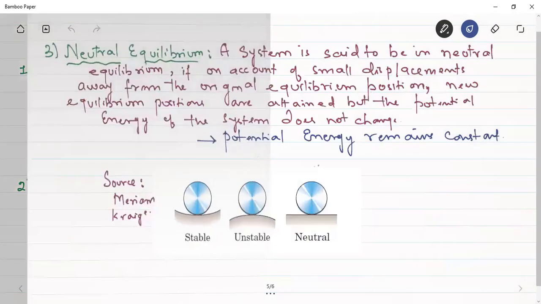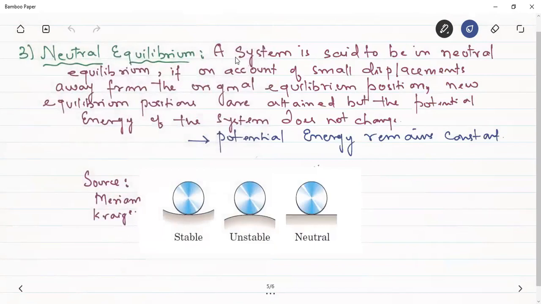So let's see the definition of the neutral equilibrium. A system is said to be in neutral equilibrium if, on account of small displacements away from the original equilibrium position, new equilibrium positions are attained. The new equilibrium positions are attained, but the potential energy of the system does not change. We can see that the potential energy remains constant.